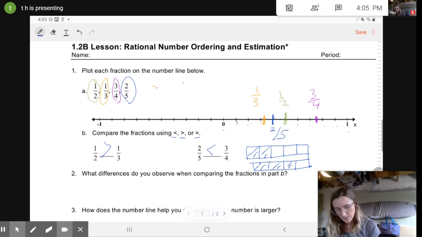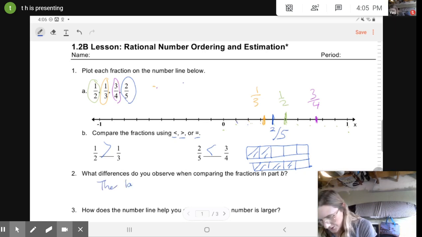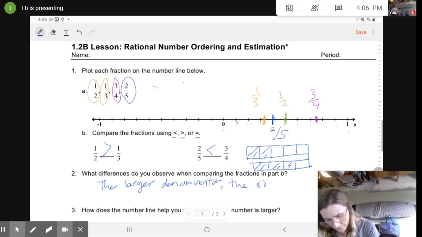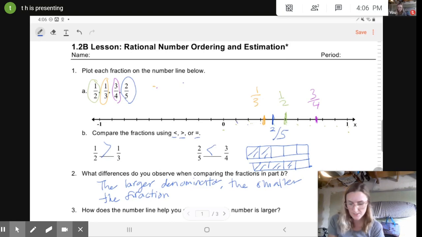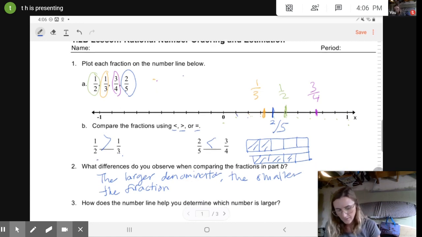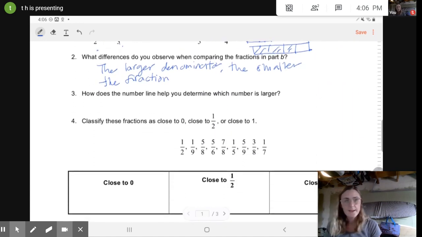What differences do you observe when comparing the fractions in part B? Well, I would say that the larger the denominator, the smaller the fraction. So the denominator is that bottom number of the fraction. So 1/3 has a larger denominator than 1/2, which means it's smaller than 1/2. You're breaking that into smaller pieces.